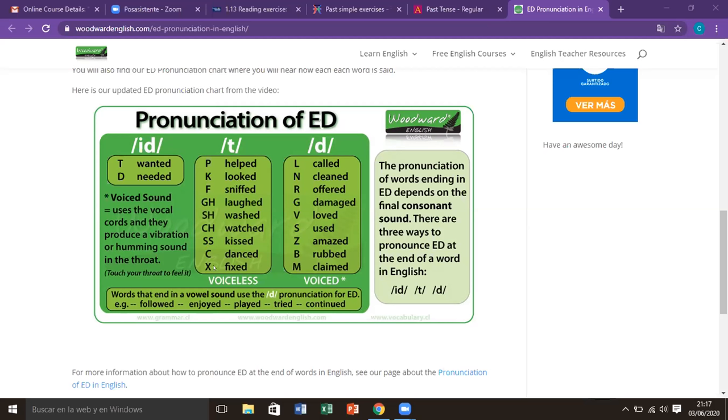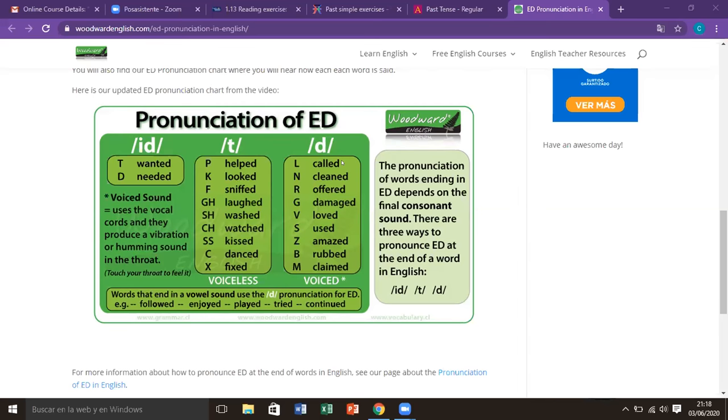All the words that finish with these letters, the pronunciation is T. This is easy to remember, like a snake. All of those sounds are with the T. So if you see help, look, sniff, laugh, wash, watch, kiss, all of that, these sounds with a snake, it is helped, looked, sniffed. And then all of the other letters, including these, you pronounce with D: called.